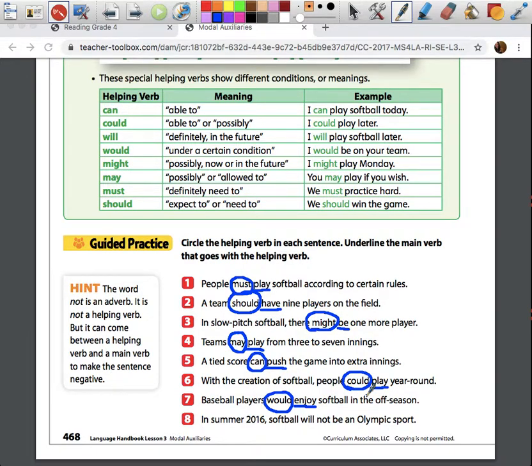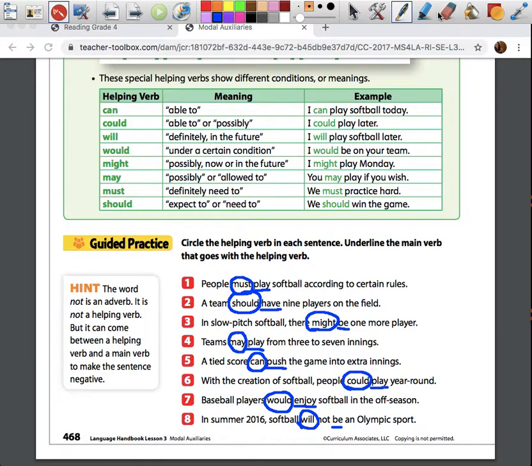And number 8, in summer 2016, softball will not be an Olympic sport. So we already said be can be a main verb. But if you remember the hint, it said the word not is an adverb. It is not a helping verb. So that one can't be it. And if we look at the top, we know that will can be our answer. So will be.